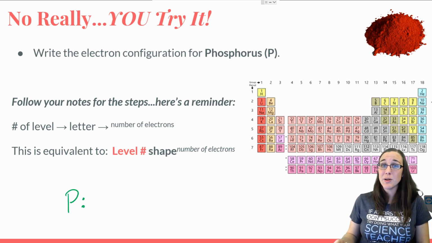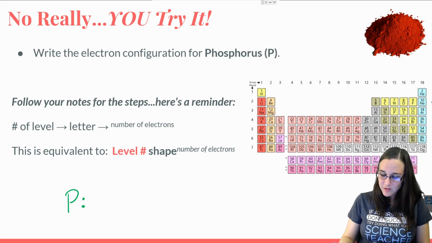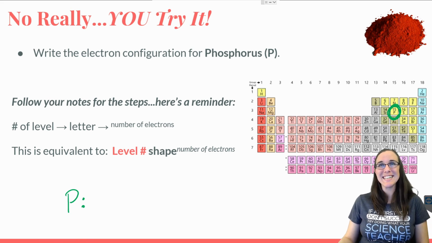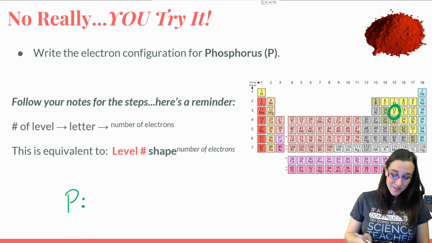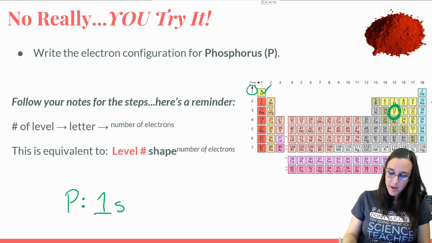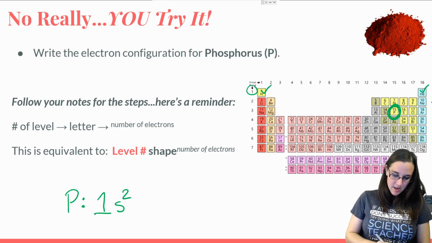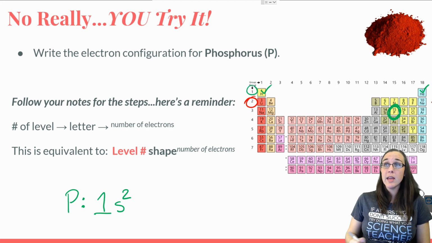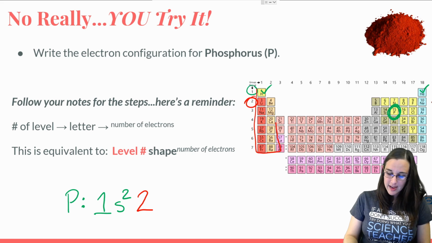So phosphorus on the periodic table is represented by a P, and it's right here in the P block. Convenient, isn't it? So we need to write our electron configuration starting with 1s. We're going to count over in level 1, 1, 2. Put a 2 in the number of electrons. Now we need to go down a level to level number 2, and we're going to write a 2. The shape that we are in on this side is S, and I go 1, 2 to fill that in.